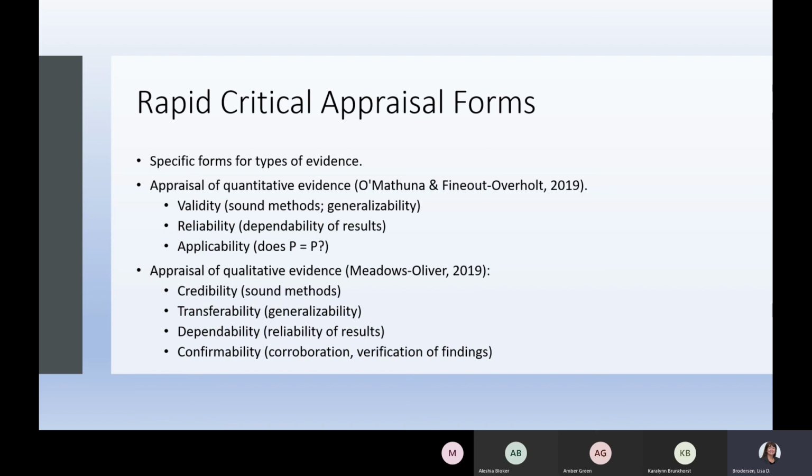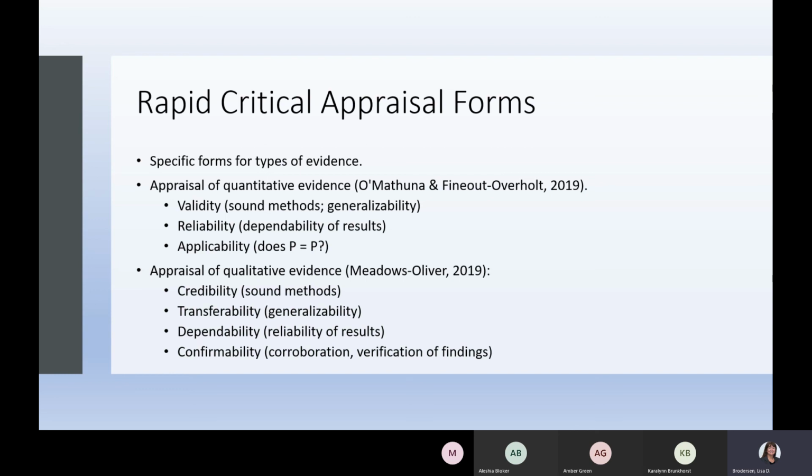So you'll see that when you look at the rapid critical appraisal forms, with the exception of the one that's intended for qualitative studies, these forms typically are subdivided into sections on validity, reliability, and applicability. I want to make sure that you know the difference between the validity and reliability of instruments or measures and the validity and reliability of a source that you're rapidly critically appraising. So they're different.